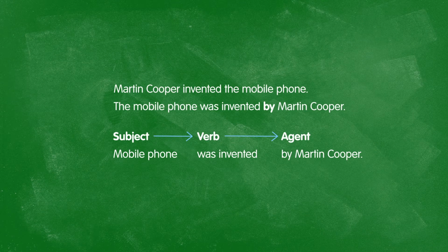So let's look at another example. Martin Cooper invented the mobile phone. This is an active voice, but if I change it to passive, I would say, the mobile phone was invented by Martin Cooper. Here, we're using by, followed by the agent, to say who or what does the action.